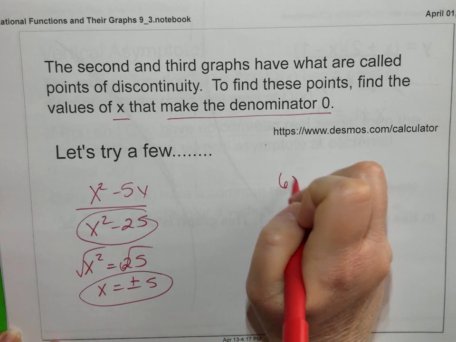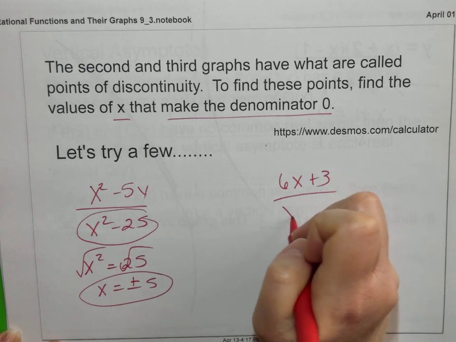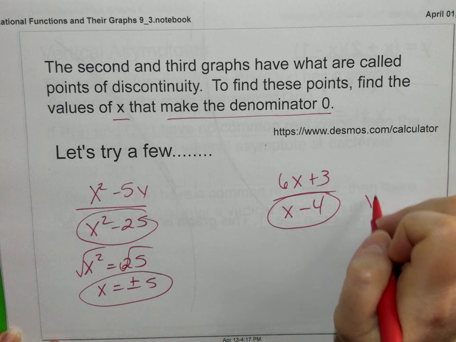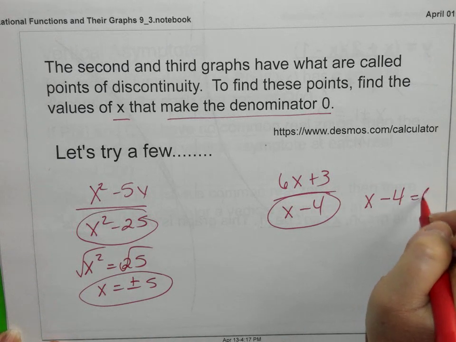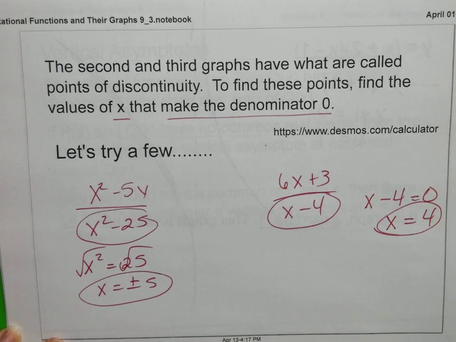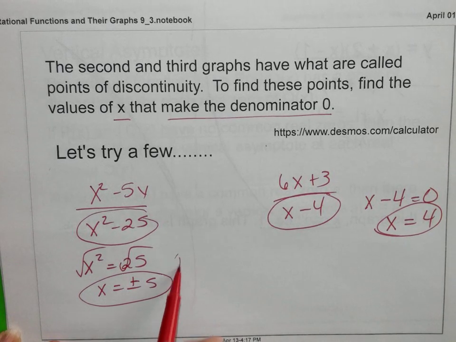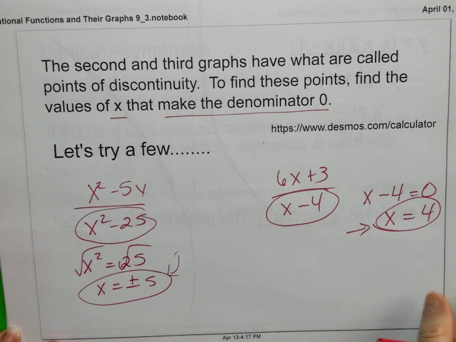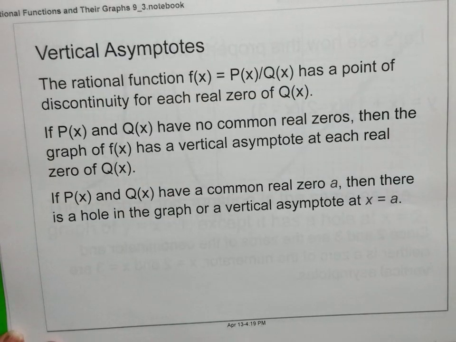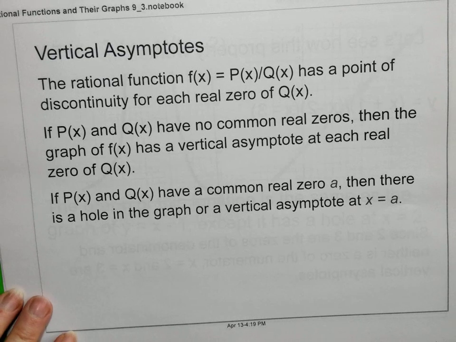If I have something like this, I take the denominator, I make it equal to 0. My discontinuity is when x equals 4. Here is when x equals plus or minus 5. Here is when x equals 4. Whatever makes my denominator equal to 0. That is what we're going to do. Okay. Moving on.